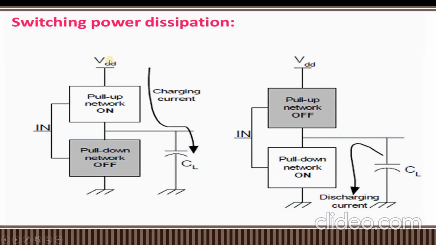See this diagram. It is a conventional CMOS network. It consists of a pull-up network which lies between VDD and the output, and a pull-down network which lies between the output and ground. Here there are two scenarios: charging current and discharging current. The load capacitance charges and discharges as the output changes from low to high and high to low level. So there is switching activity: charging, discharging, and so on. So that is switching power dissipation.